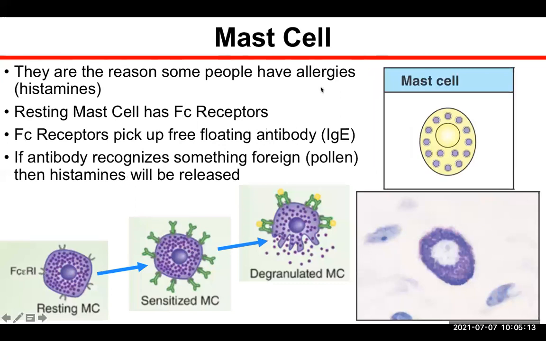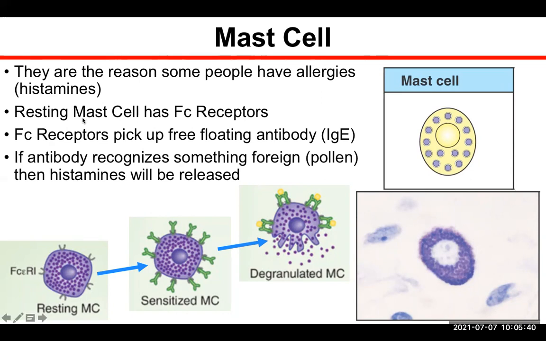The other innate immune cell that you should know are mast cells. Mast cells are the reason why some people have allergies. It's because these mast cells are the ones responsible for releasing histamines. So, typically people that have allergies will take antihistamines to prevent the secretion of histamines into the environment that causes all of those typical symptoms like runny nose and sneezing and whatnot.